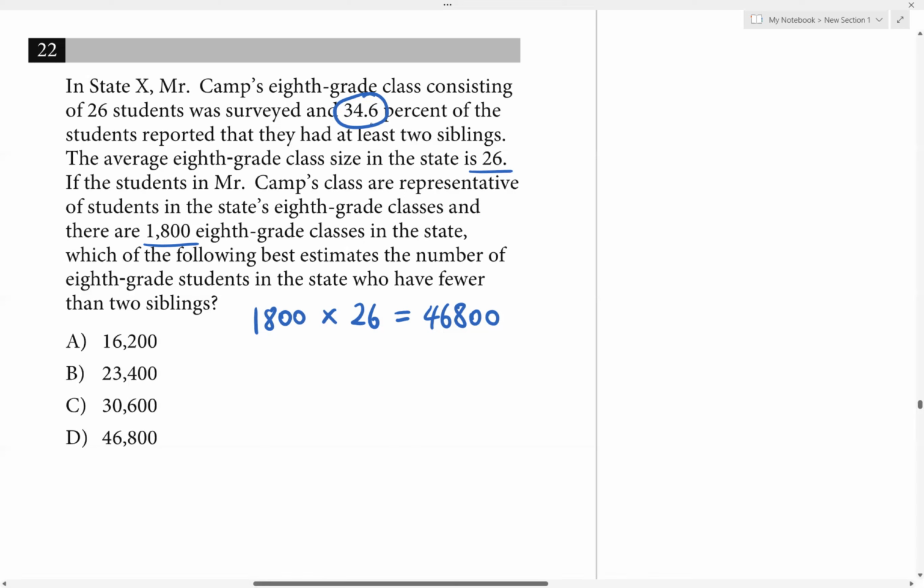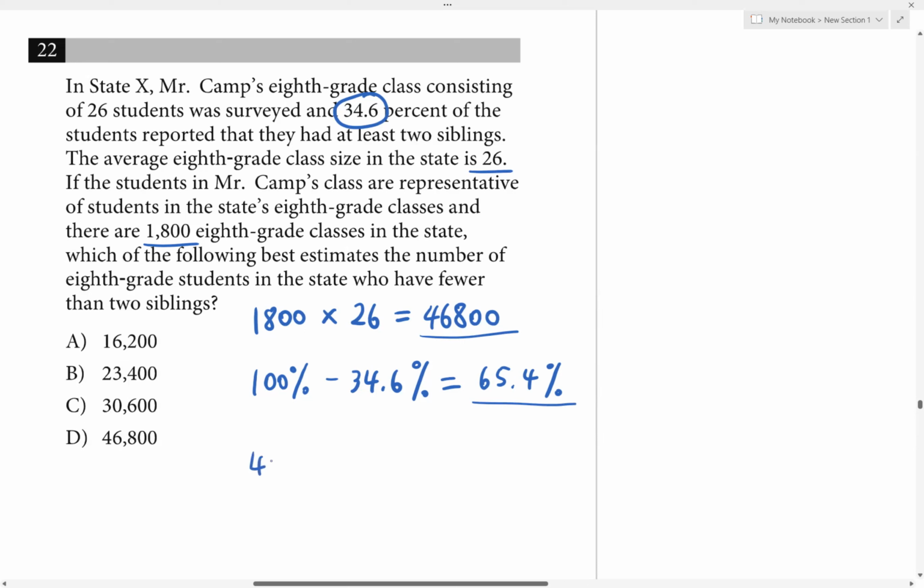So to find the percentage that we want, we have to do one extra step here. We have to do 100% minus 34.6%, and that should give us a percentage of students who have fewer than two siblings. Okay, so it'll be 100 minus 34.6, we get 65.4%. Okay, so we know out of the whole population, 65.4% have fewer than two siblings. Then we can multiply these two numbers together.